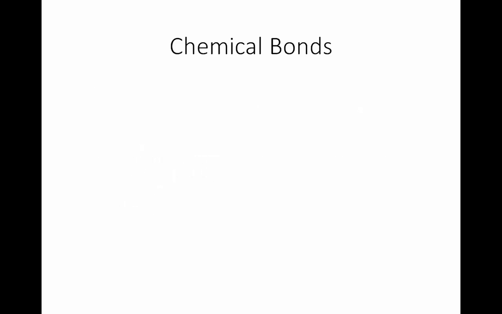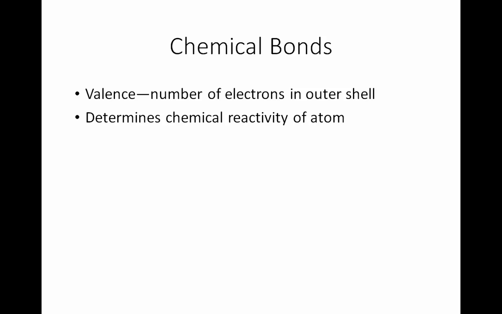So let's talk about chemical bonds. And to understand chemical bonds, you have to know a little bit about valence. Valence is the number of electrons in the outermost shell of any atom. And it is this that determines how chemically reactive the atom is, what it will combine with, and how it will combine with things. Atoms combine with each other in order to fill the outermost shell.